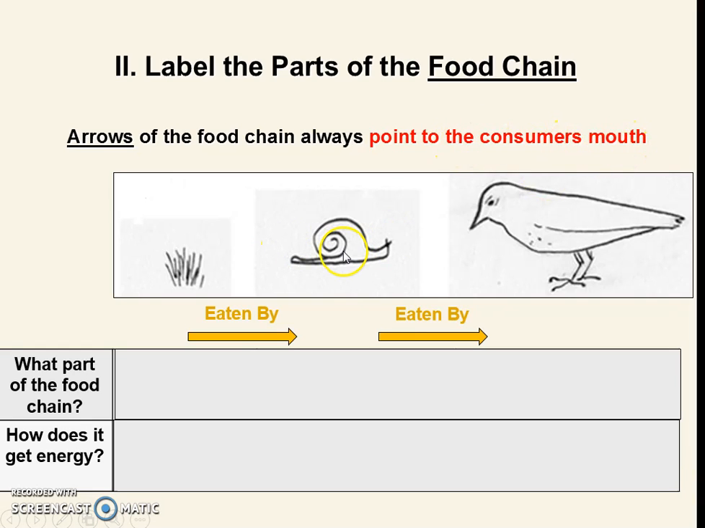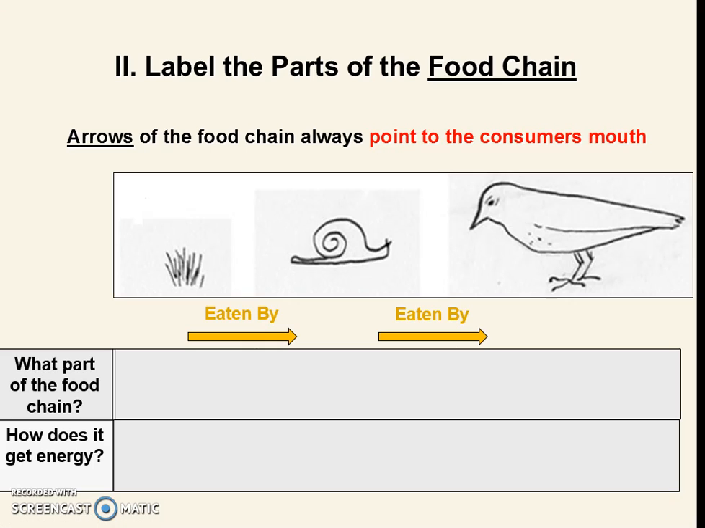All right? The snail is eating the plant, meaning this arrow is going into the snail's mouth. This bird is eating the snail, meaning the arrow is pointing into the bird's mouth. It needs to point into the mouth of whatever's doing the eating. It would be a very scary world if snails ate birds. Those are some scary snails.